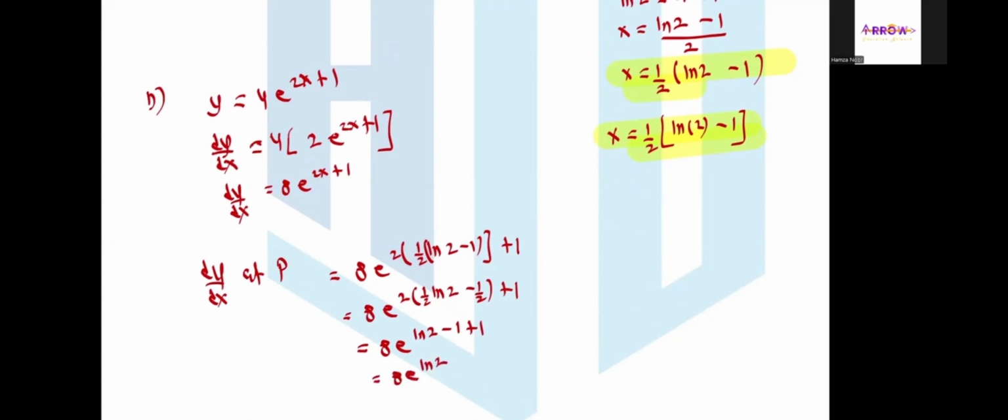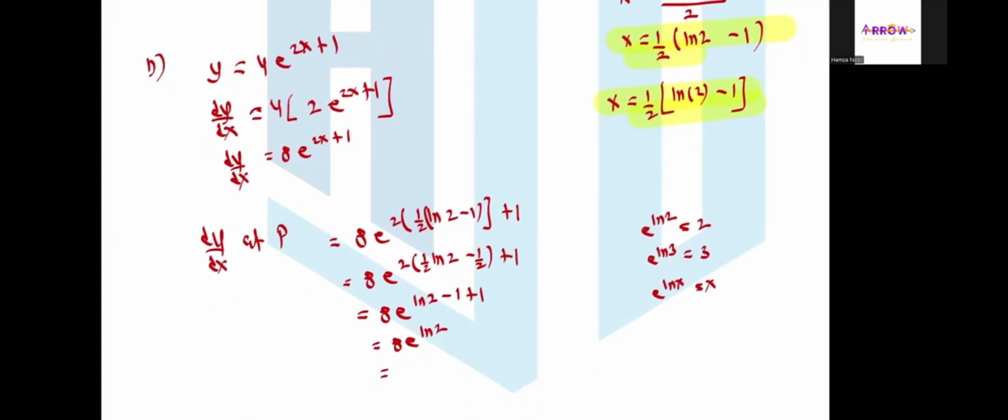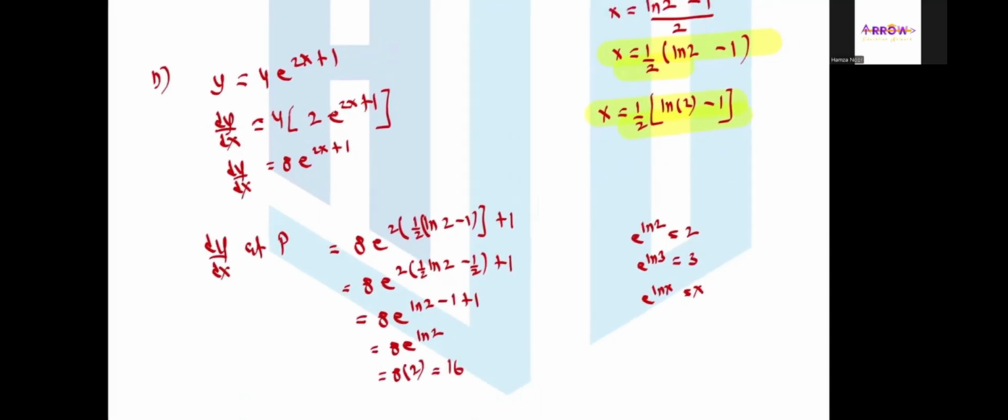Okay, so basically when you put e raised to the power of ln 2 in your calculator, you get 2. When you put e raised to the power of ln 3, you get 3. So e raised to the power of ln x gives you x. So simply, e raised to the power of ln 2 is 2. So 8 times 2 is 16. So the value of dy over dx at point P is 16. This 16 is basically the gradient of the tangent. All right.